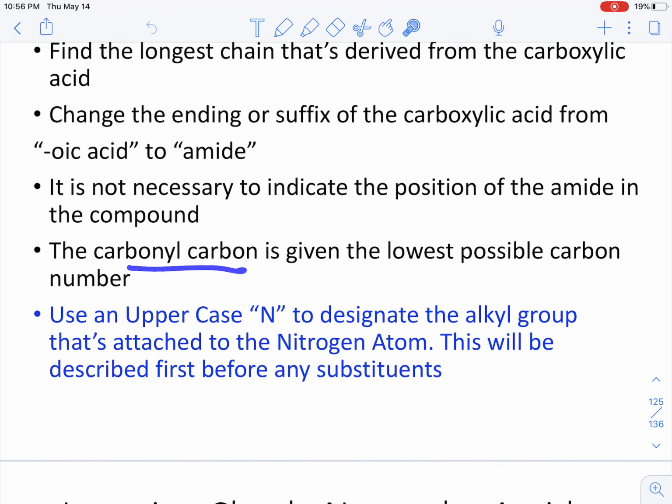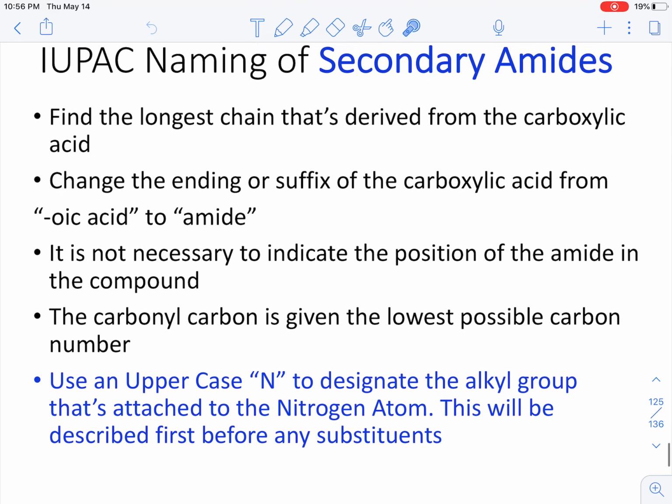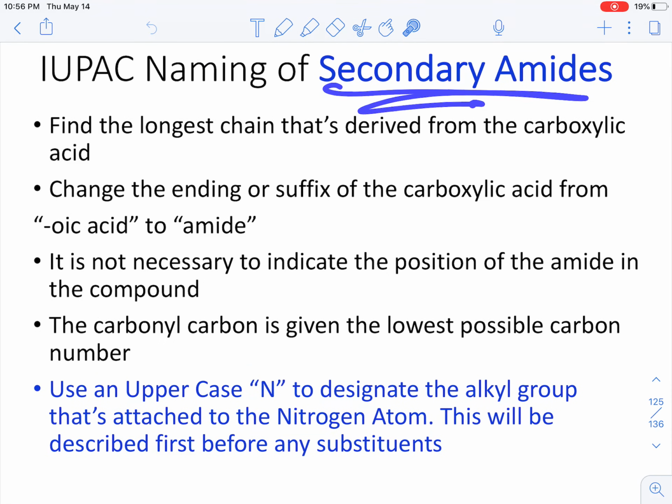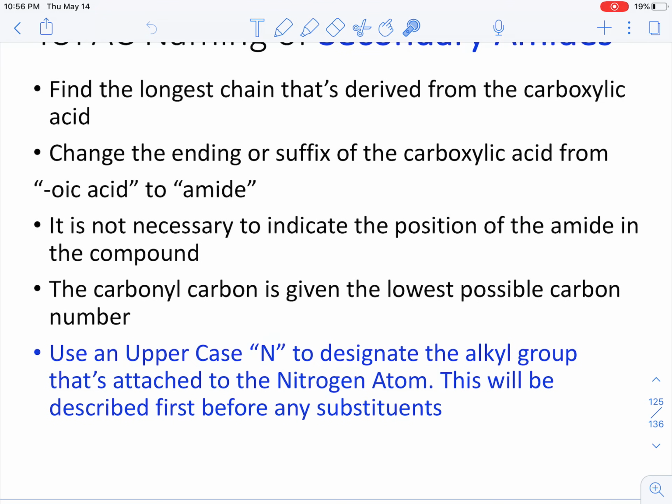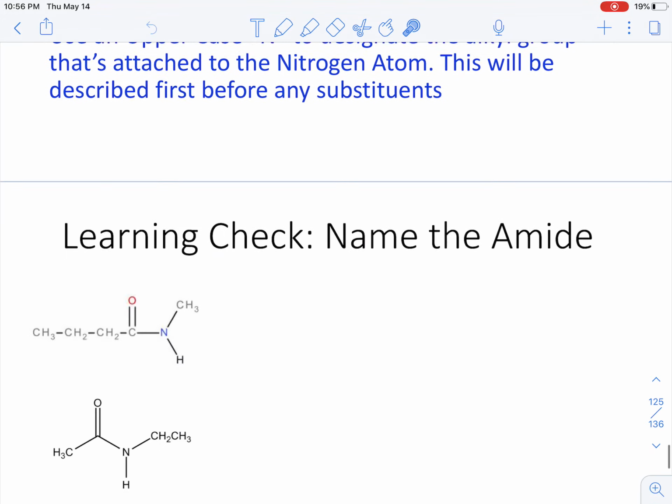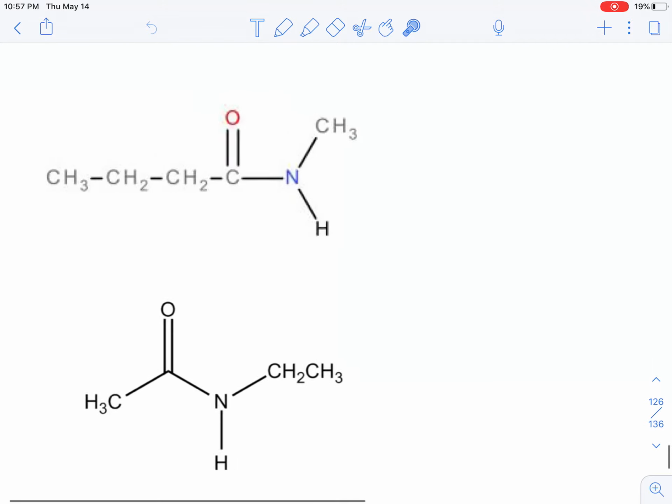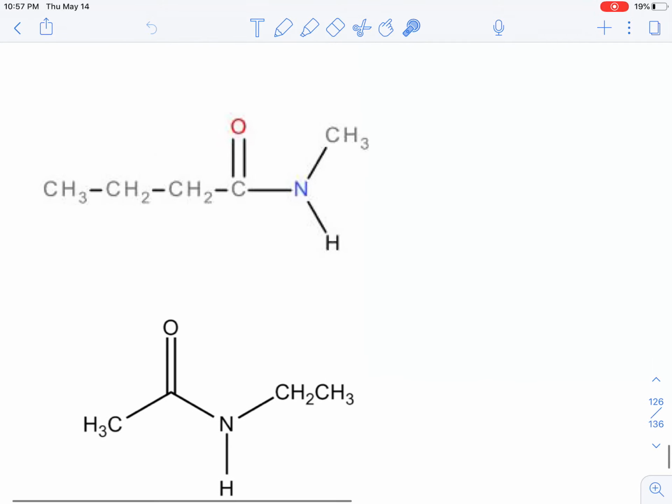And so once again, the carbonyl carbon is given the lowest carbon number. For secondary amides, very similar to secondary amines, you're going to be using the capital N to designate the smallest alkyl group that's attached to the nitrogen atom of the amide. And this is going to be described first before any substituents, much like you saw for secondary amines and tertiary amines. So let's go ahead and look at some examples.